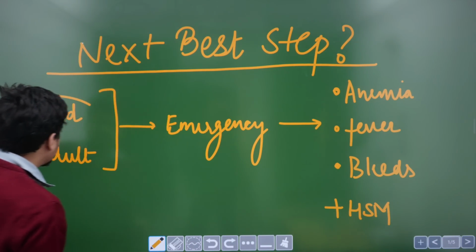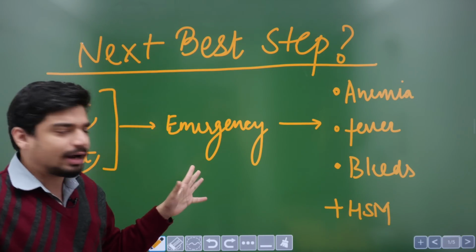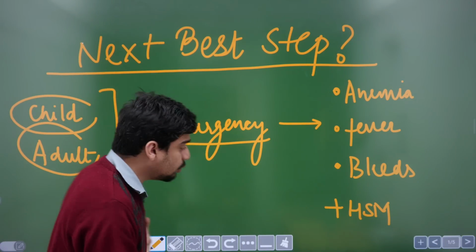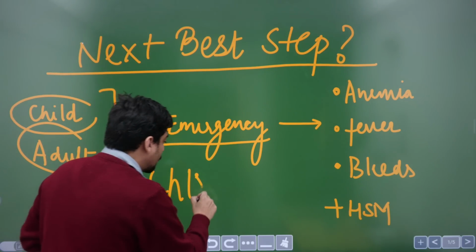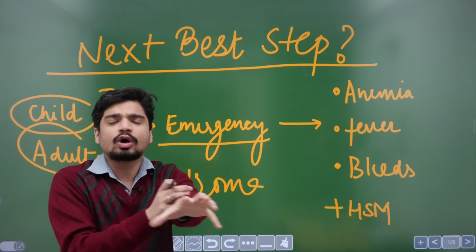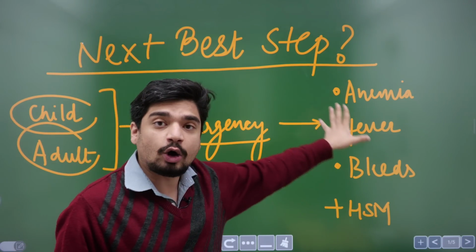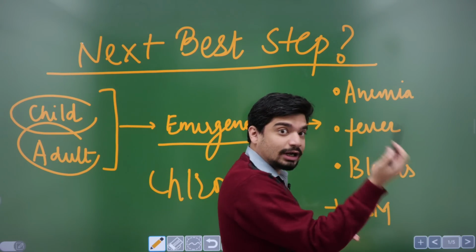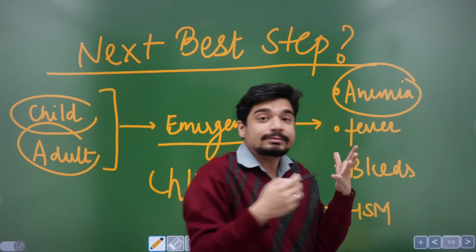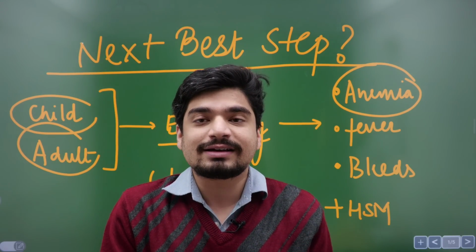First, there's an adult. It can be a child, it can be an adult. That doesn't really matter. He's coming to you in emergency with chloroma. What is a chloroma? It's basically a soft tissue proliferation. Or they can also give you a scenario where the child or the adult is coming to you with anemia.